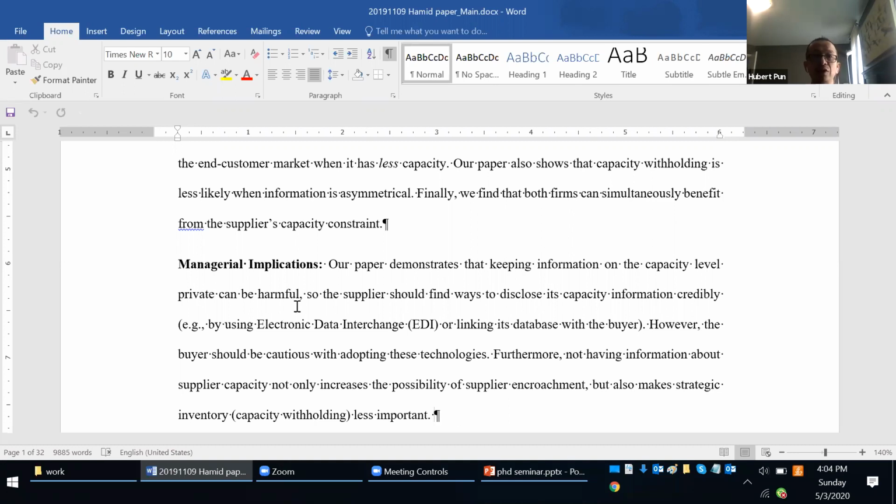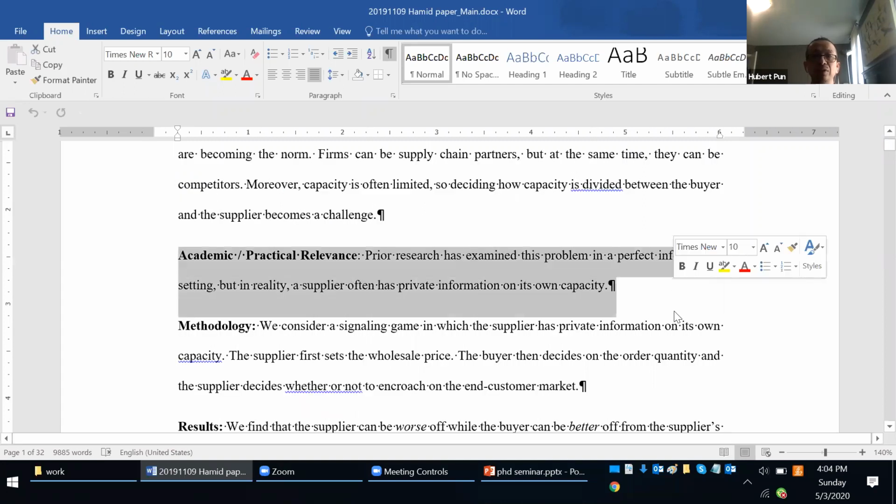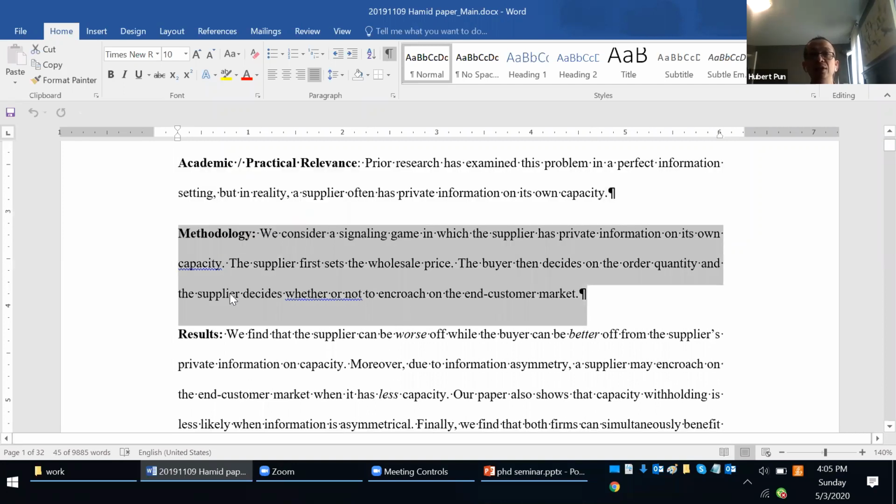And then the academic relevancy is written for a researcher. A researcher needs to know what new knowledge you have contributed. The methodology is written such that someone with a similar background, let's say background in game theory on signaling games, should understand very well what you are trying to do simply by reading the methodology.